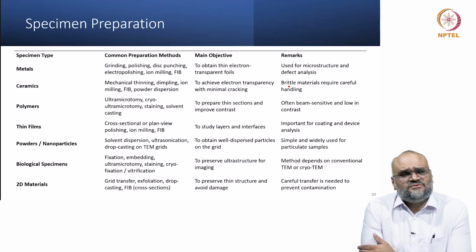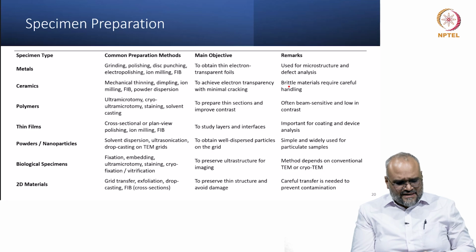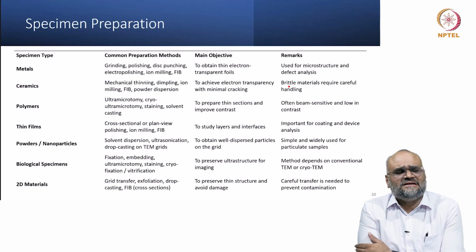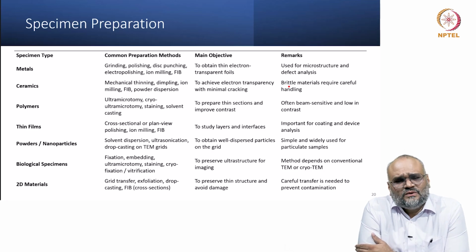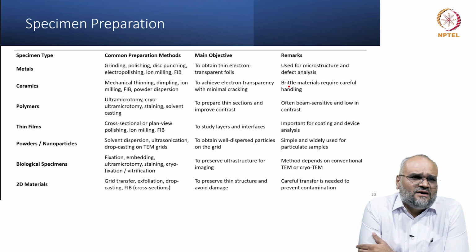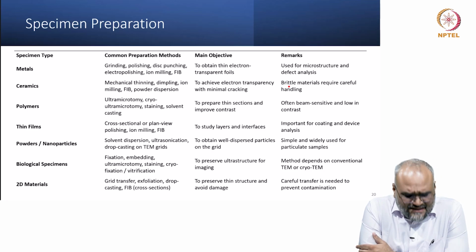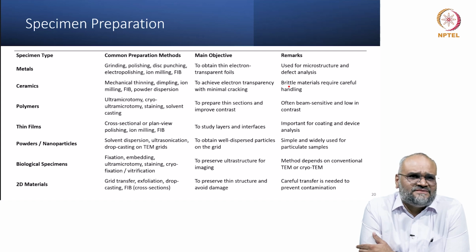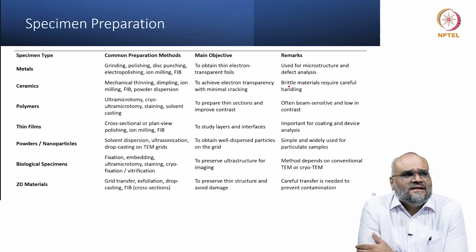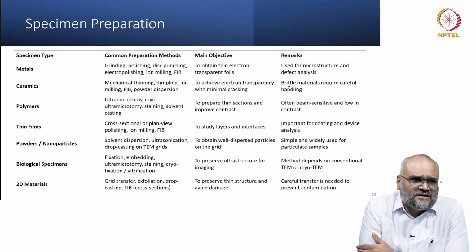In thin films, which are primarily used in the semiconductor area and also in quantum material field now, you intend to prepare cross section or plane view specimens, and then you also prepare them by ion milling or site specific specimens with focused ion beam. The primary intention here is to look at the interfaces and how the defect structure influences the property of the thin film that is deposited or grown.